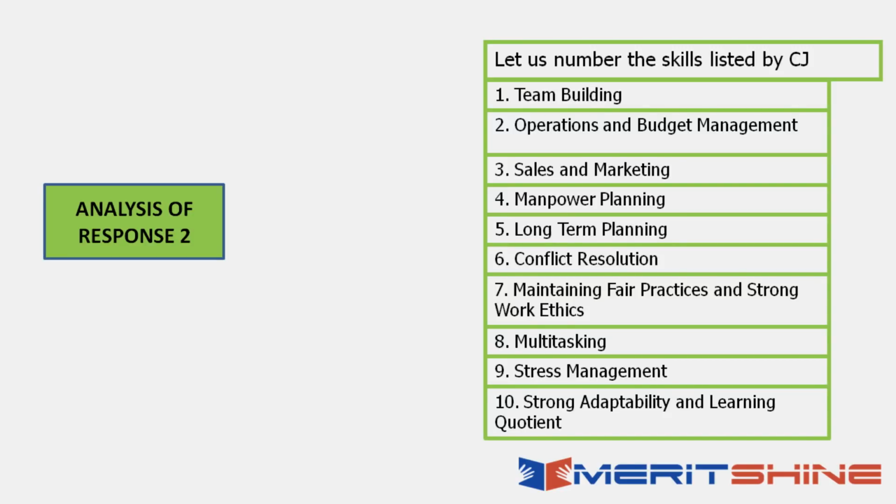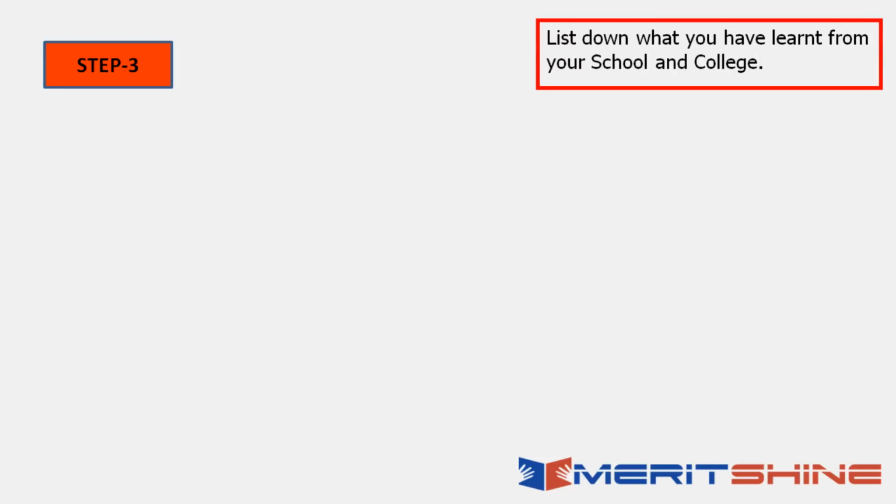You see, friends, here CJ was able to give such a detailed idea about her goal statement because she has prepared her HAPI-G well. So that's the key. Prepare your HAPI-G well and your flowchart would just be cakewalk. So now we move on to step 3. Let's see. CJ, list down what you have learned from your school and college.